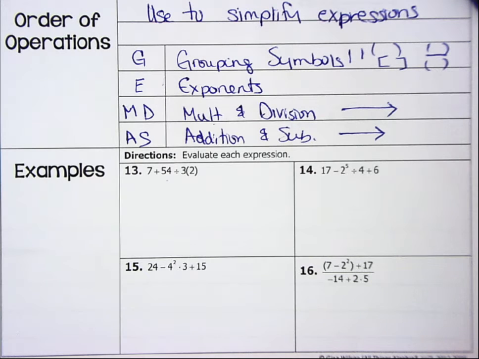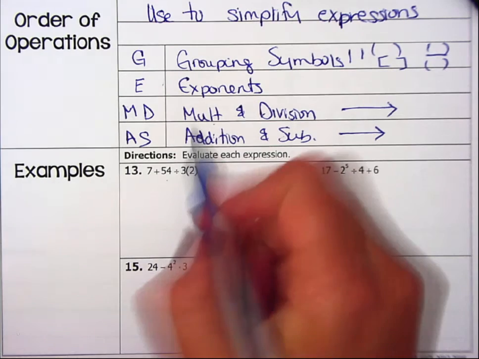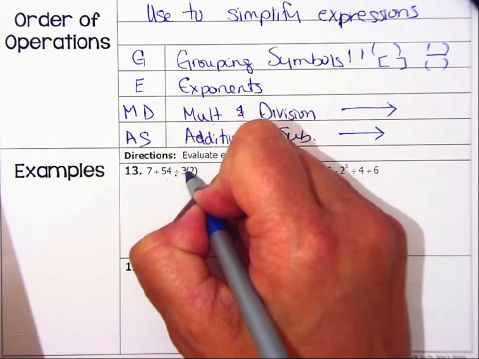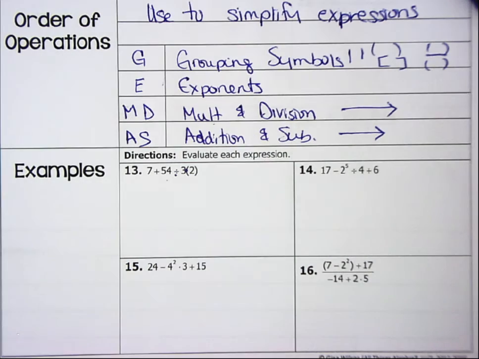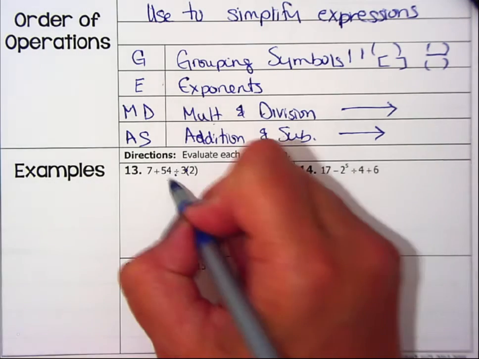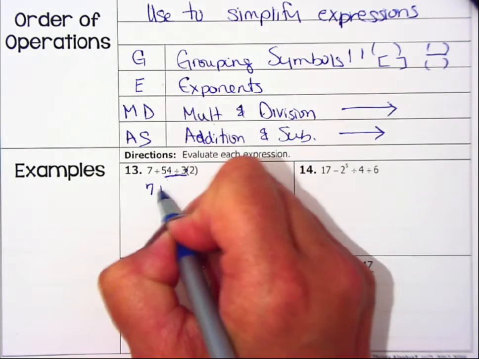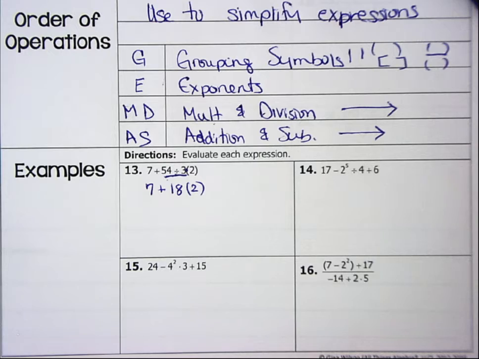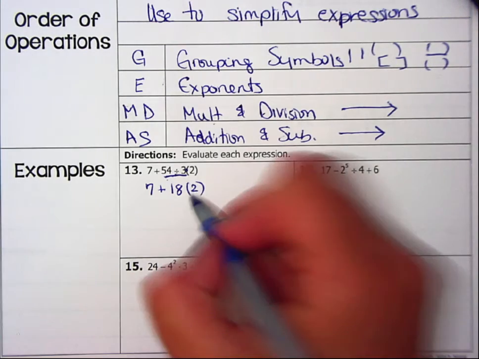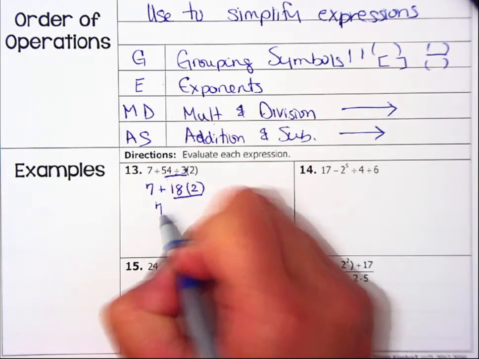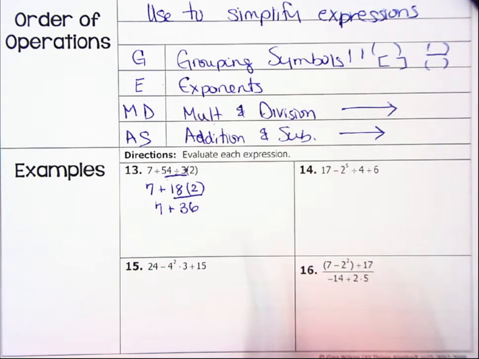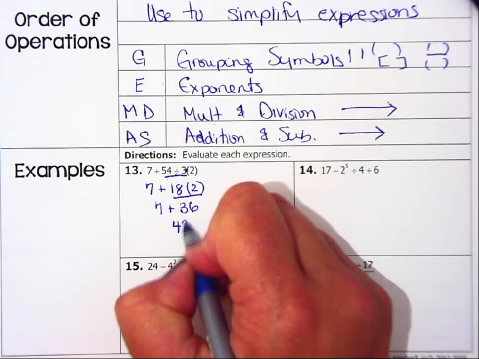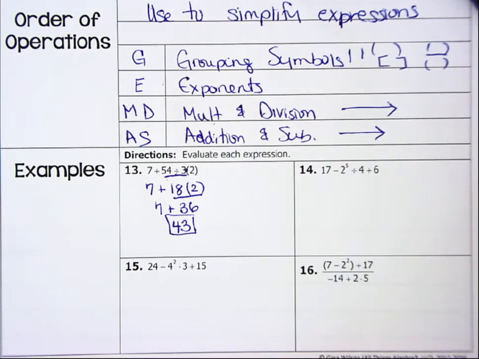So the first thing that we want to do is look through, and we actually have division here, and then we have multiplication right here. So the first thing that we want to do is the division, 54 divided by 3. So we have 7 plus 54 divided by 3 is 18, and then we have that times 2. So now we're down to addition and multiplication. So multiplication would be the next thing that we take care of. So 18 times 2 is going to be 36, and so we have now at the end 7 plus 36, which ends up being a 43. And so when we simplify that expression, we end up getting 43.